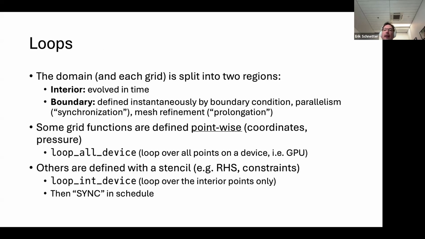Now, I already mentioned that the domain and each grid is split into two regions. There is the interior and the boundary. The interior is the bit that is evolved, and the boundary is defined by the boundary condition. So the boundary is not evolved in time. And the boundary could be defined by, say, a Dirichlet boundary condition or a symmetry boundary condition or some other way. And you probably need to choose for each grid function how you want to define it.